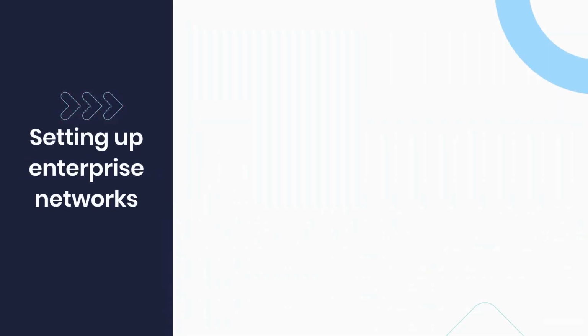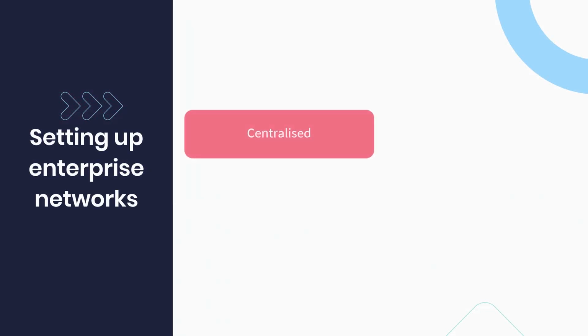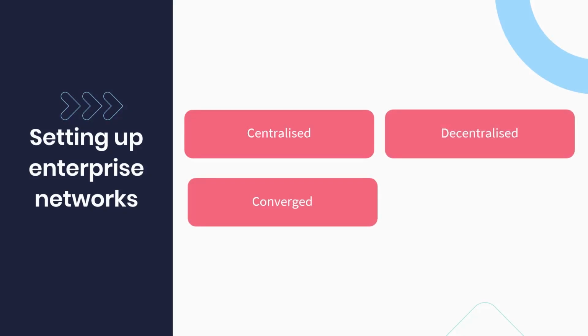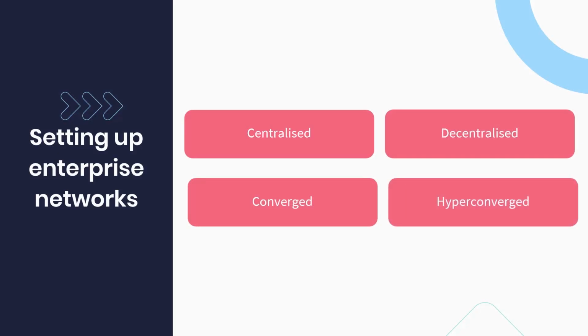Now, when it comes to setting up an enterprise network, there are 5 different infrastructure options. They are centralized infrastructure, decentralized or distributed infrastructure, converged infrastructure, hyperconverged infrastructure, and cloud-based infrastructure. We're going to look at the first 4 in this lesson, and we'll have a closer look at cloud-based infrastructure in the next lesson, after a discussion about enterprise portals and policies.